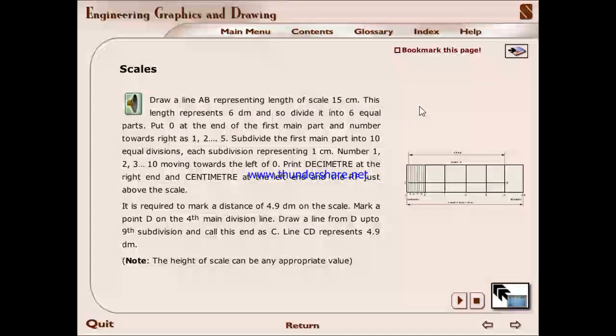Print decimeter at the right end and centimeter at the left end, and the RF just above the scale. It is required to mark a distance of 4.9 decimeters on the scale. Mark a point D on the 4th main division line. Draw a line from D up to the 9th subdivision and call this end C. Line CD represents 4.9 decimeters. Note: the height of the scale can be any appropriate value.